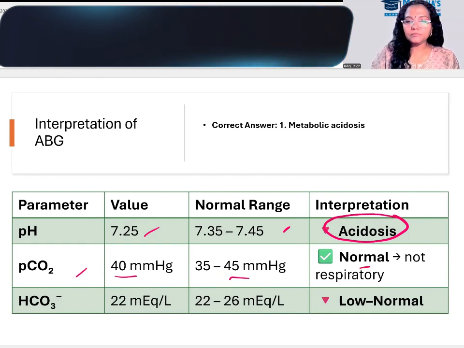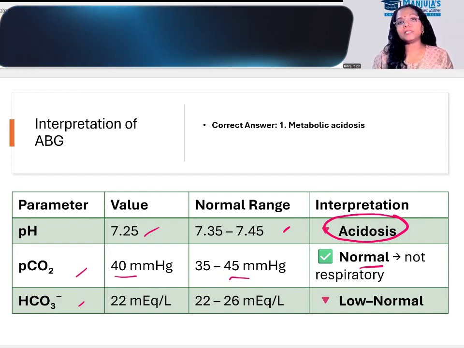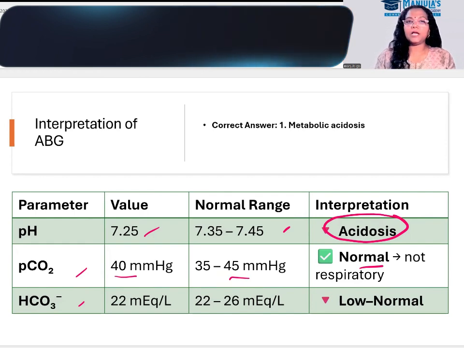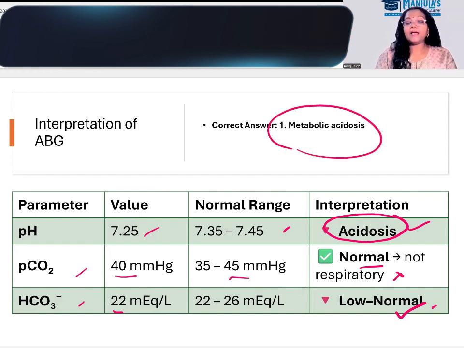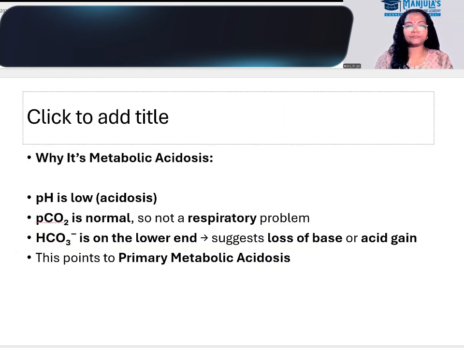So it is normal. Now you look at the bicarbonate. Bicarbonate shows 22 milliequivalents per liter, and the normal bicarbonate level is 22 to 26 milliequivalents per liter. So this shows that it is towards the lower border, or rather normal, towards lower or normal. So the reason here is that it is not respiratory, but it is metabolic. So a metabolic cause is responsible for the acidosis here, and that is how you get the answer as metabolic acidosis.